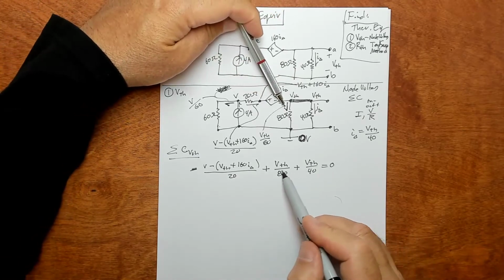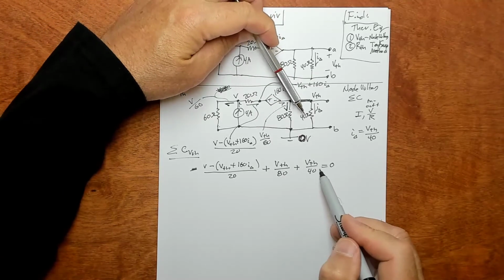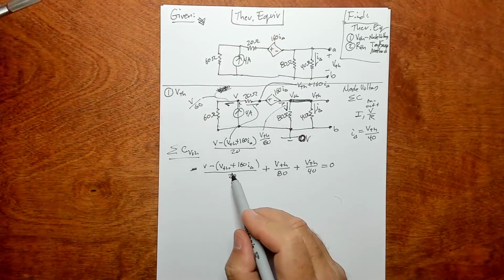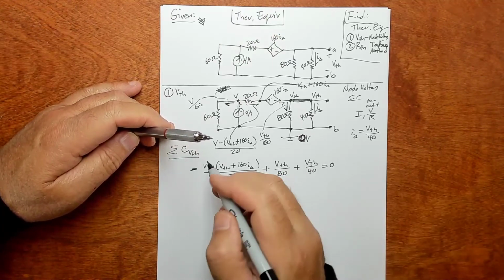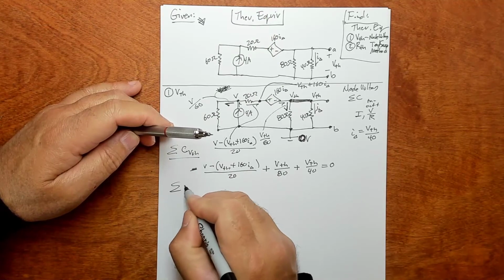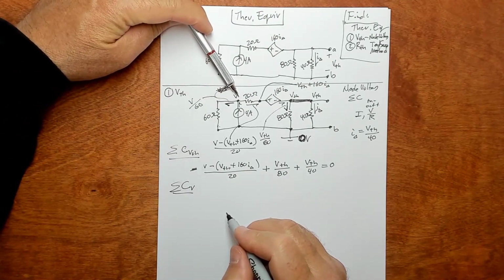And then I've got this guy coming out, V Thevenin over 80, and I've got this guy coming in, V Thevenin over 40. That's the first guy. Okay, there's two unknowns in this equation. There's V Thevenin and V, so I'm going to need another equation. So let's sum the currents at V and see what we get. Let's sum the currents right here.